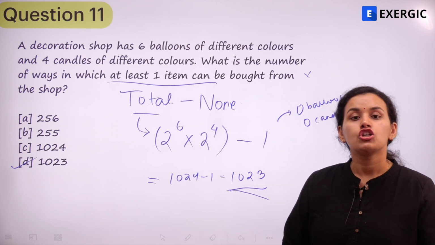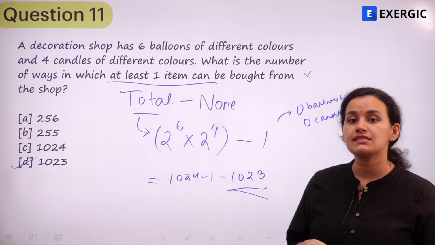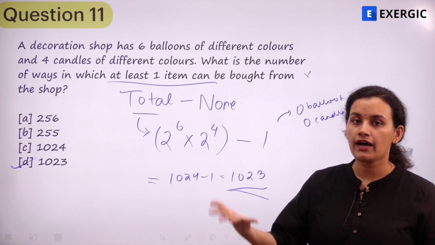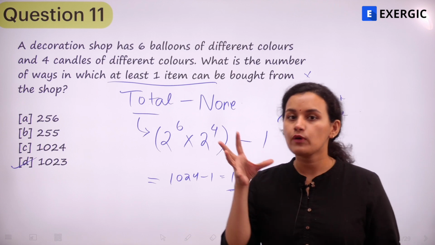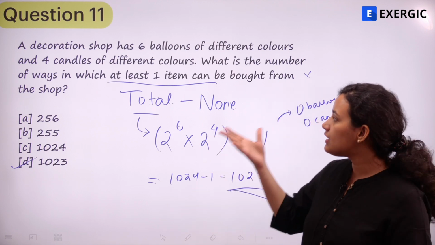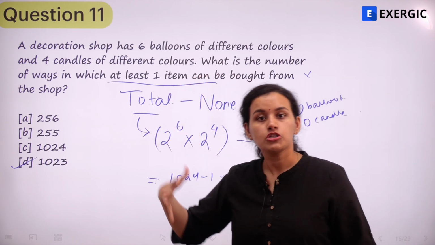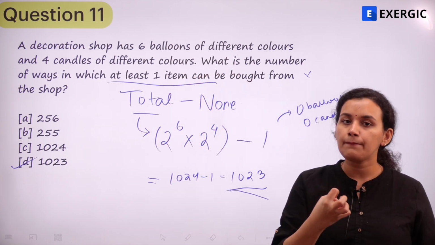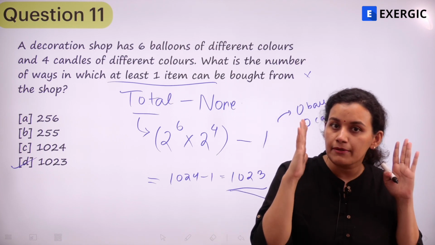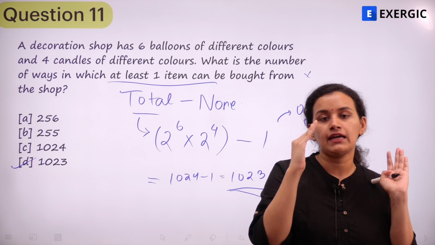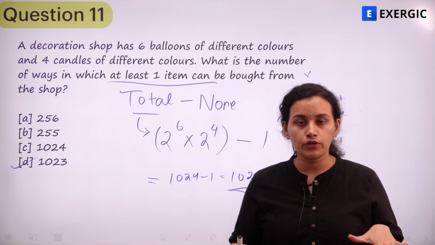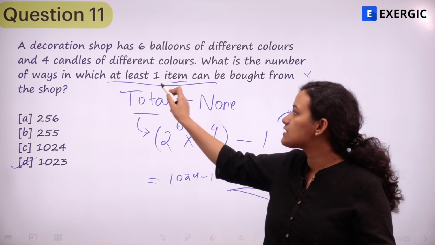Is this clear? So in this case, we are not going to be considering at least one balloon and at least one candle. Why? Because when I am selecting at least one balloon, I do not know how many candles are going to be selected. Because here they are saying at least one item. So it is quite possible that I am taking some balloons and I am taking some candles simultaneously. So I cannot look at them exclusively. I cannot say that okay, I will take at least one balloon and then I will take at least one candle. It is not going to be the case here because the question deals about items.